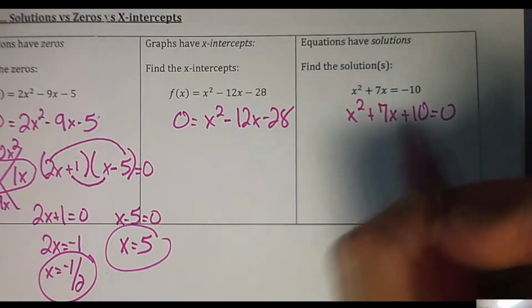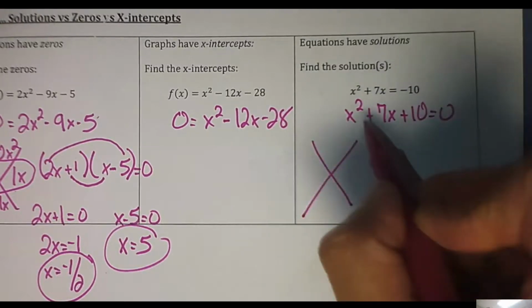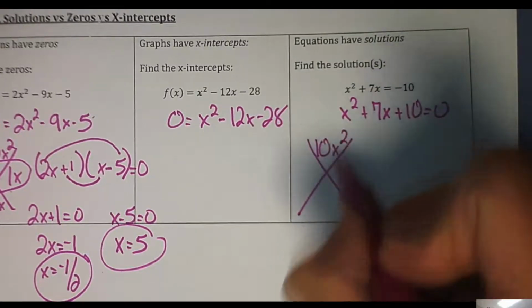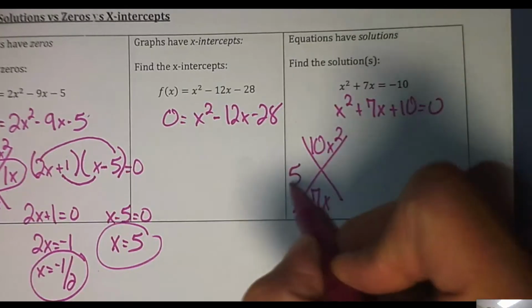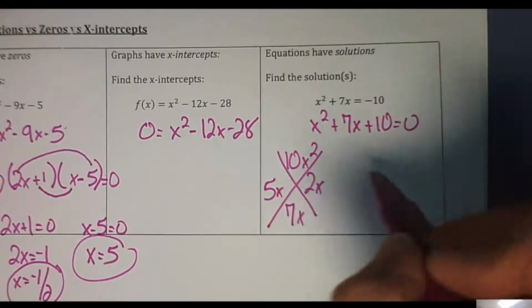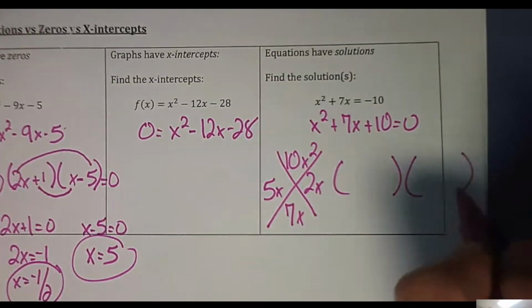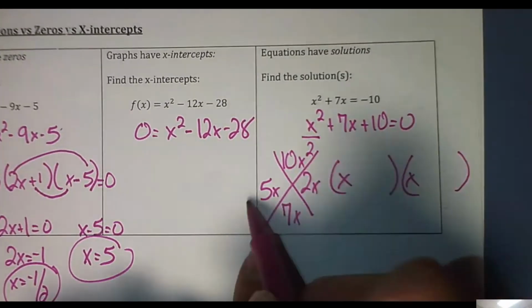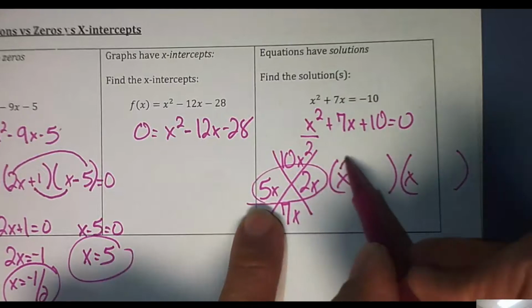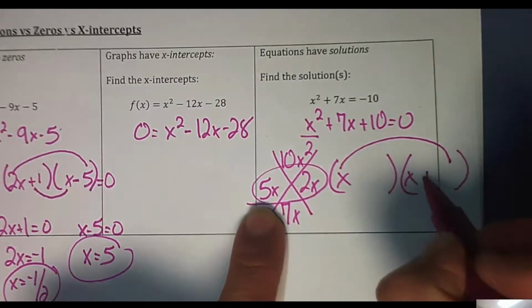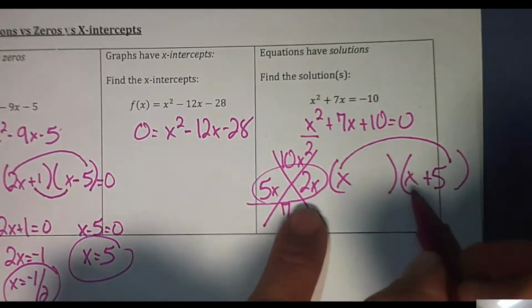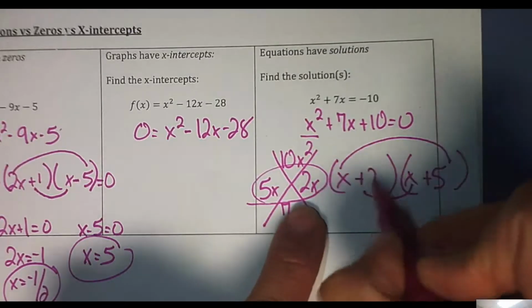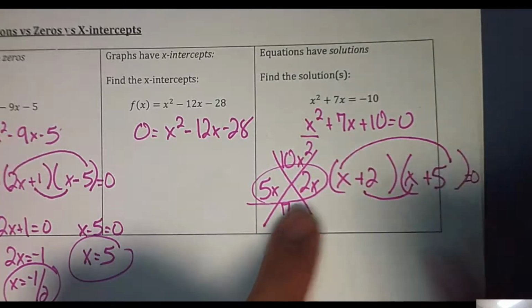So is there a GCF? No. So I need factors of 10 that get me to 7, and that will be a 5 and a 2. And I can go to my factors, and I already can guess that x meets x to get x squared. And then I can see that x could meet 5 to give 5x, and x could meet 2 to give me 2x. There's the equal 0.